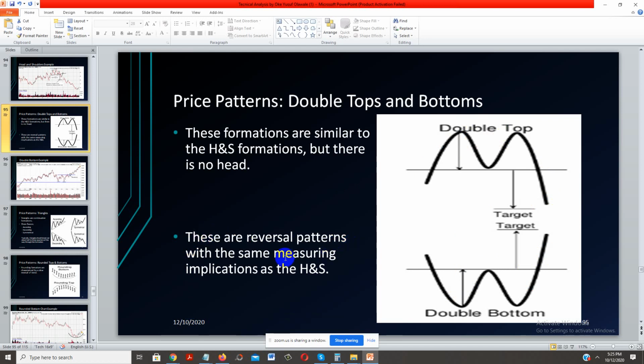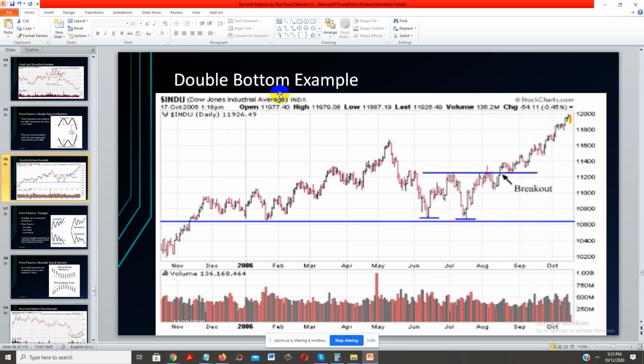These are reversal patterns with the same measuring implications as the head and shoulders. Double bottom, for example. These are examples. They hit the same point. But if you look at it very closely, you see that there's a wick here too. It was not counted. They just used the body. That's why I'm telling you about the body. So what did it signal?